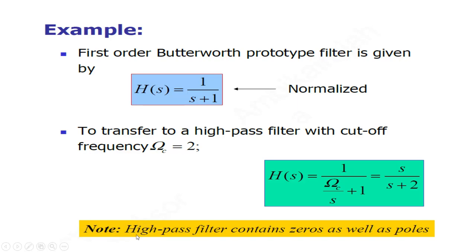Now, if you notice here, high pass filter contains zeros as well as poles, whereas the low pass filter will only contain poles. All right. So this is how we can convert a low-pass filter prototype to a high-pass filter with any cutoff frequency we can design.